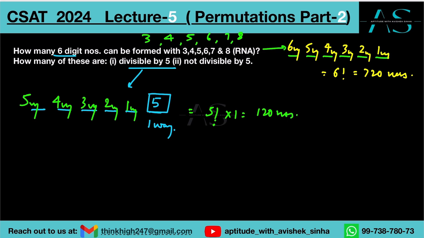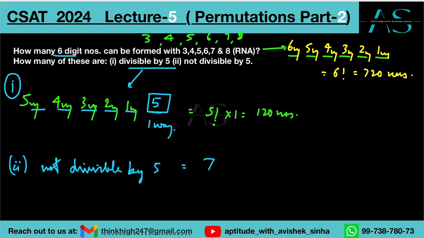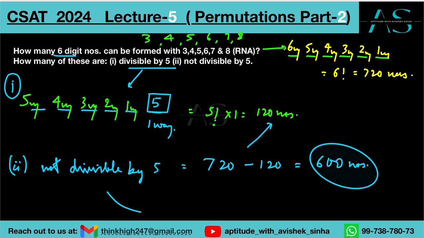Now let's understand the next question. It says not divisible by 5. Out of total 720 numbers, there are just 120 numbers which are divisible by 5. So naturally, there are 600 numbers which are not divisible by 5. And that is the clear-cut solution for this.